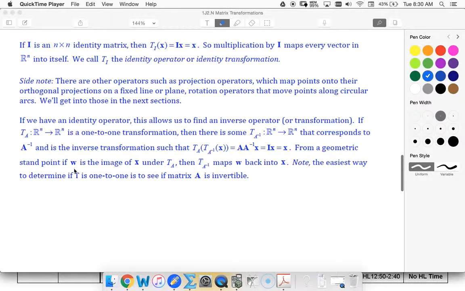The geometric implication of this is that we've got our point W, which is an image of X under our transformation, and then the inverse would map W back to X. To find an inverse, we have to have a one-to-one transformation. We know that it's one-to-one if our matrix A is invertible.